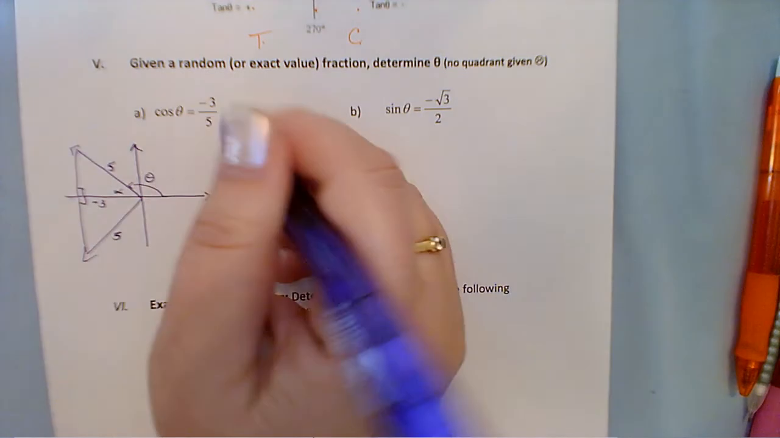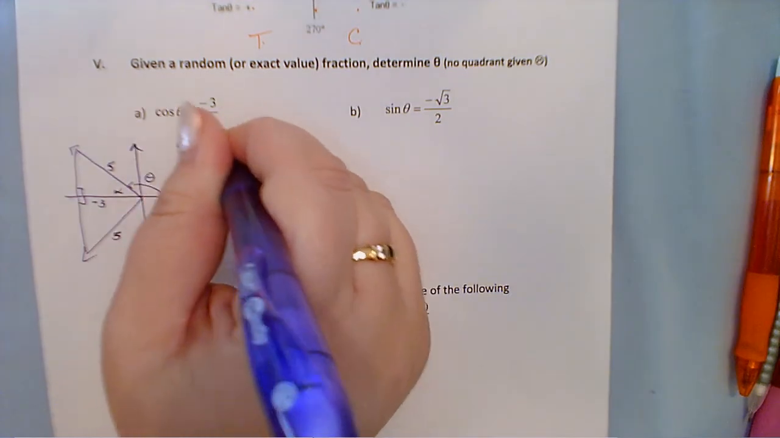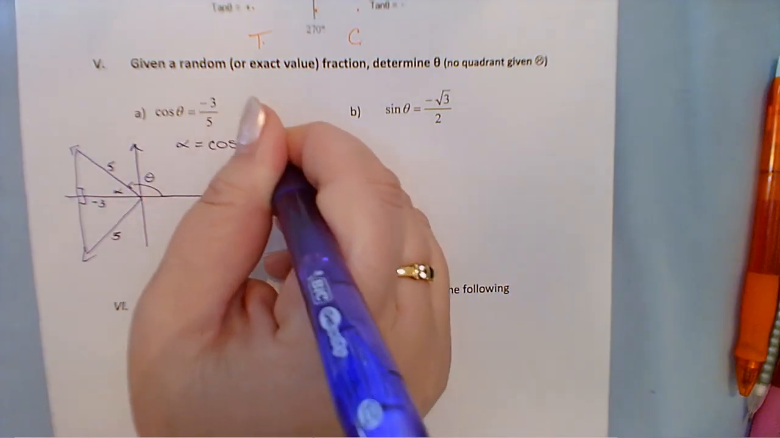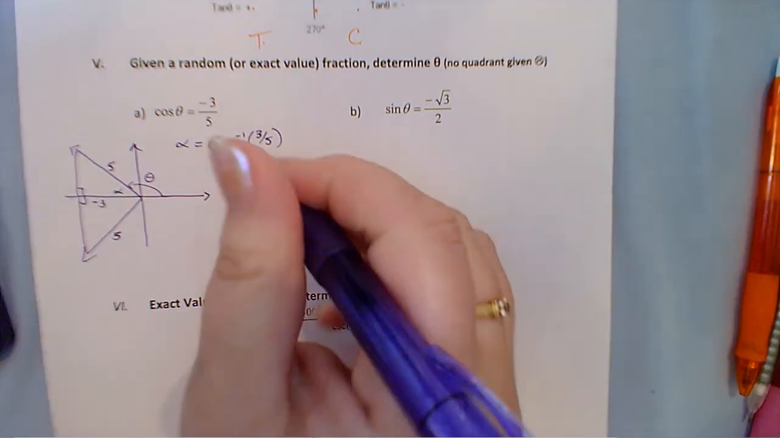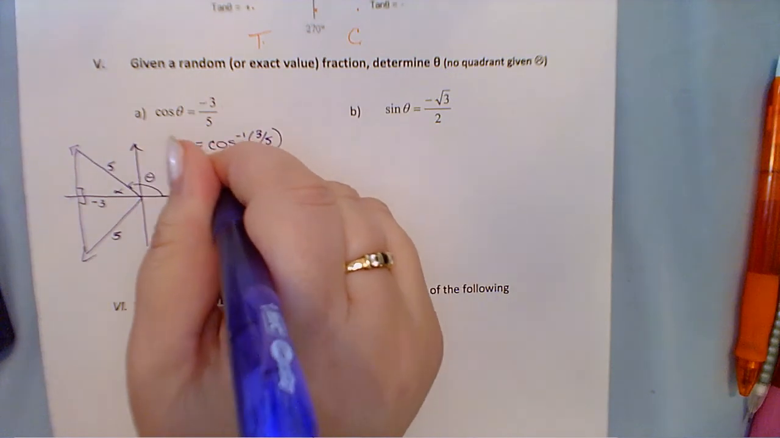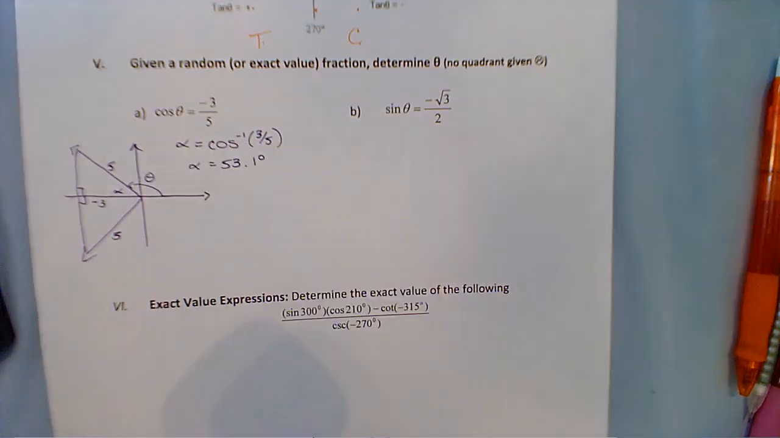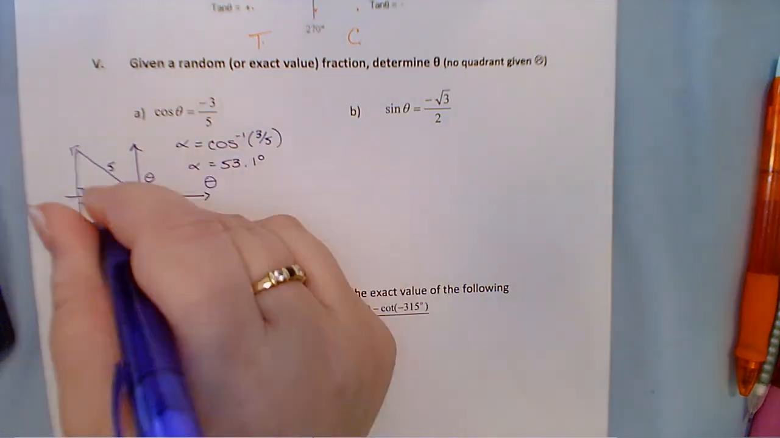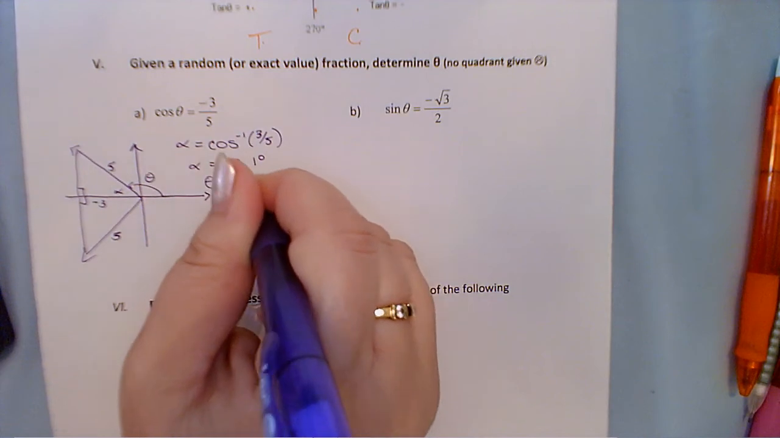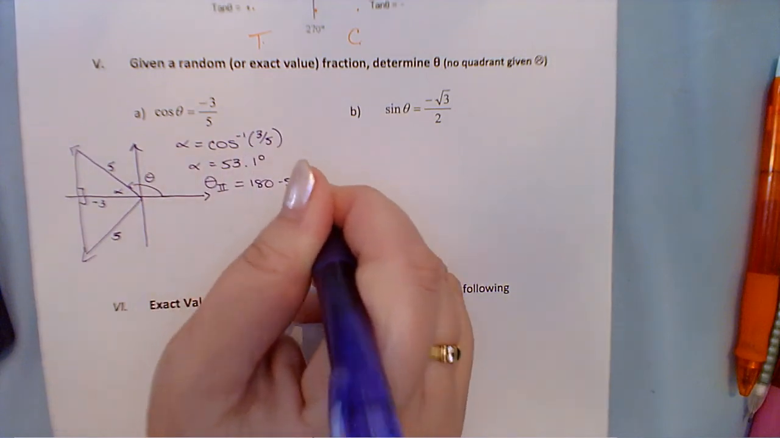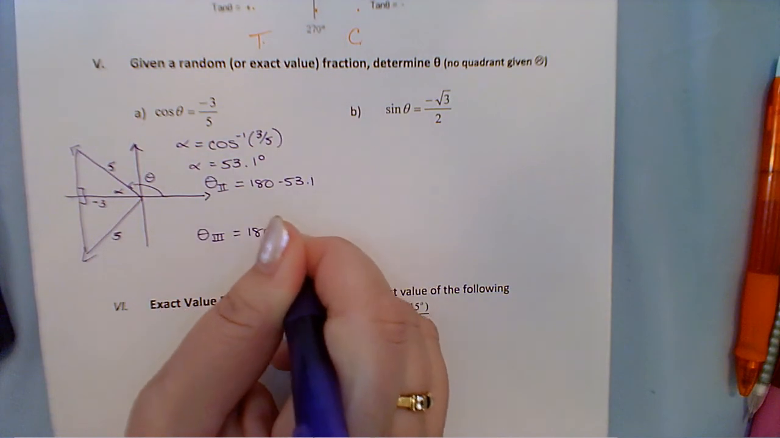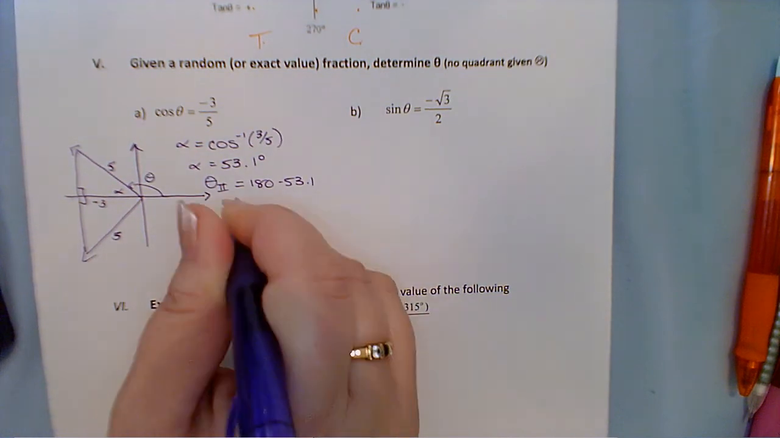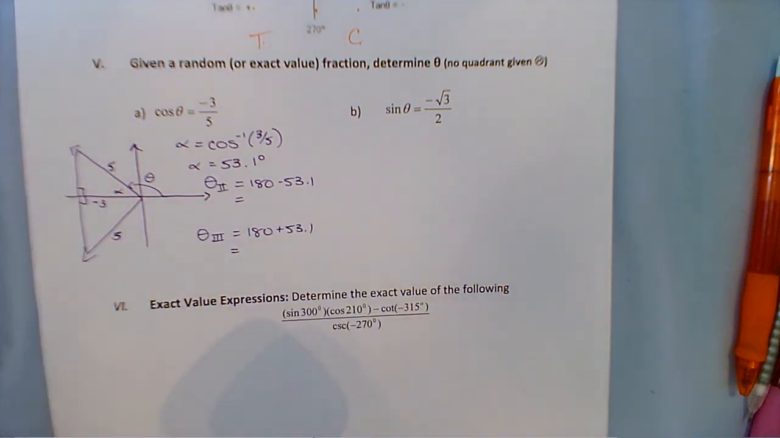So this is, again, where I inverse. Alpha is going to be the inverse of whatever 3 divided by 5 is, pulling out the cos. So we got 0.6, inverse cos, 53 degrees. Now we'll keep the 53.1 degrees. So theta in quadrant 2 would be 180 minus the 53.1, and theta in quadrant 3 would be the 180 plus the 53.1. And again, you're showing your work as to how you got your answer.